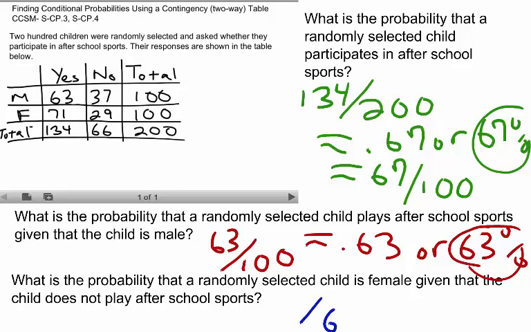So, out of all children who do not play after-school sports, of which there are 66, the probability that the randomly selected child is female is 29 over 66, which is approximately 0.4393 or 43.93%.